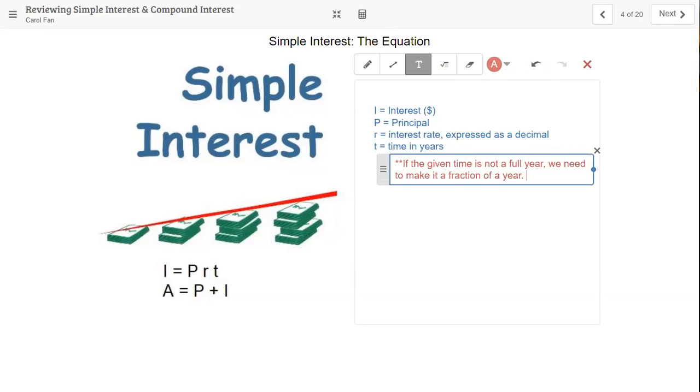So what I mean is, let's say we're talking about half a year. I need to write 1/2 to represent the half. Or if I want 90 days, I need to write 90 out of 365 days, and that's the fraction that represents the time in years. Okay, and then the final one, we have A here, the amount is principal plus interest.